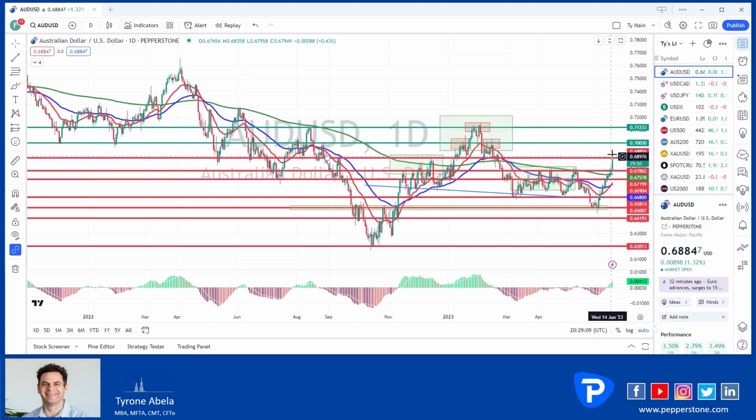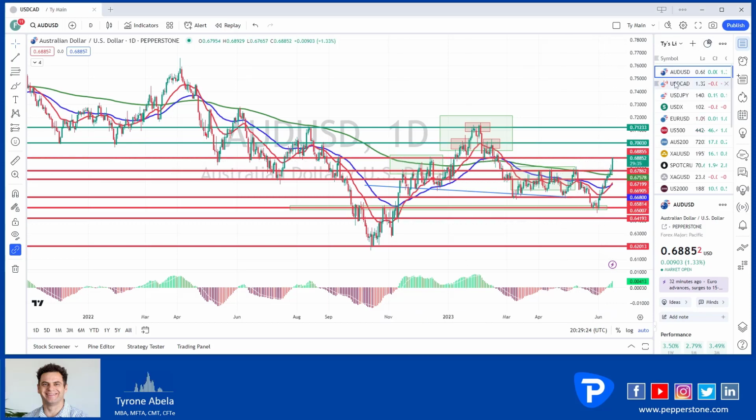But failing that, if you get a break above the 69 level and it comes back and retests it from above to below, then we look for a move up to the 70-cent mark. But again, I wouldn't be taking the first break. I'd be waiting for the conservative entry, which makes more sense.